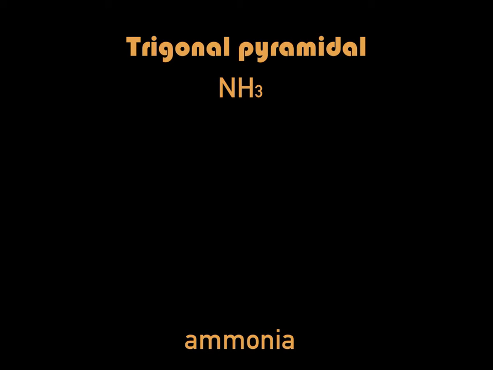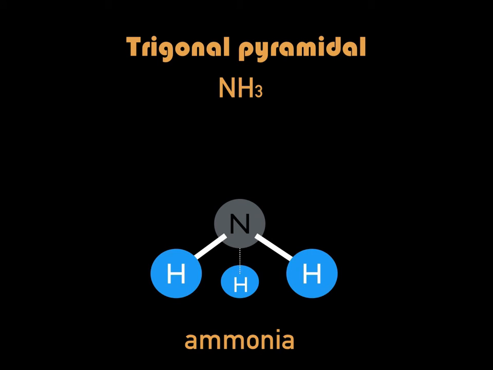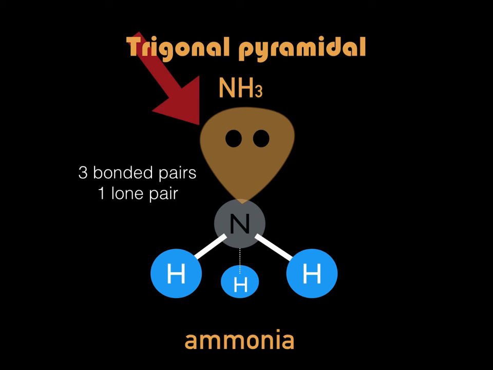Now, look at what happens with the trigonal pyramidal. I have a central element of nitrogen, and then I have 3 hydrogen atoms bonded to it. Notice, compared to my previous element, aluminum chloride, look at the way these bonds are shaped. The geometry is a little bit different, and the reason why is because I have a lone pair. That lone pair, those electrons, are pushing down on the bonded electrons, changing the geometry of the molecule.